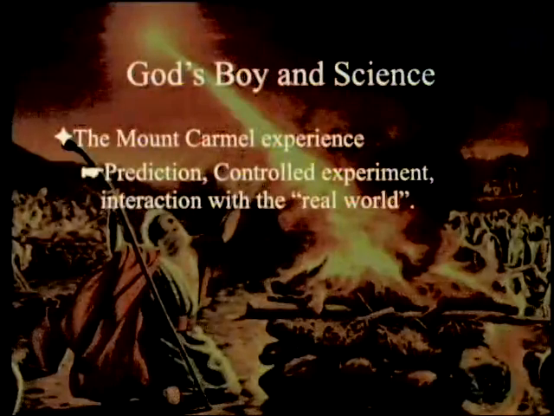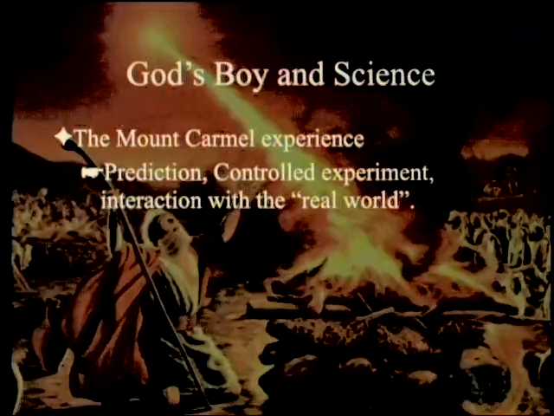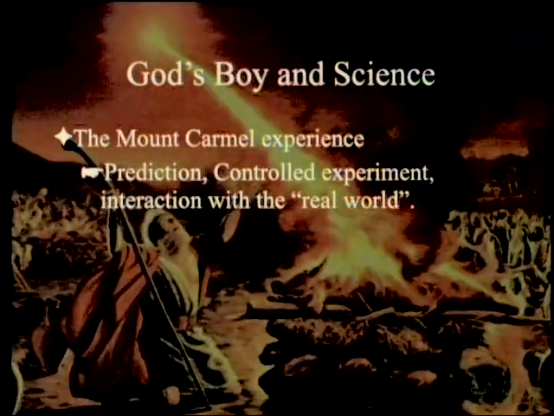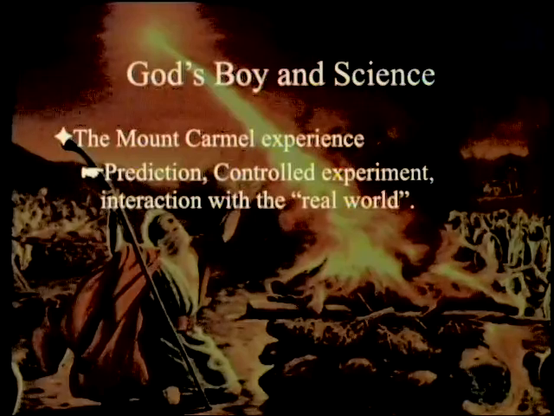so he went to Mount Carmel and called all the people together. If you like, this was an experiment. It had a treatment bowl and a control bowl. Or maybe I should say two different treatments. It has prediction, because Elijah predicted the outcome. Everybody knew what Elijah's prediction was, and everybody knew what the prophets of Baal's prediction was.